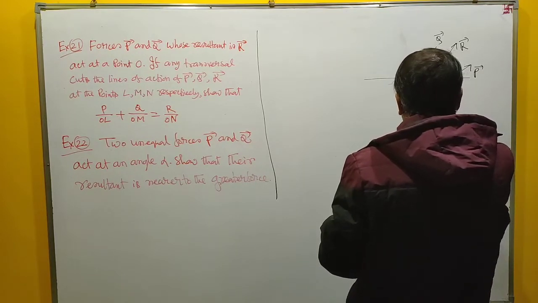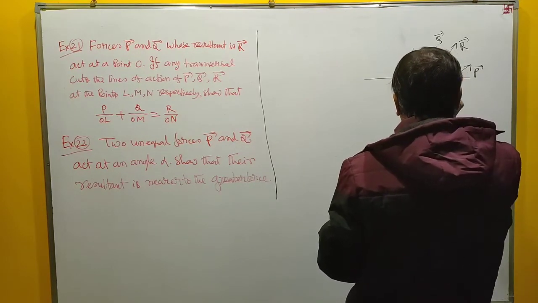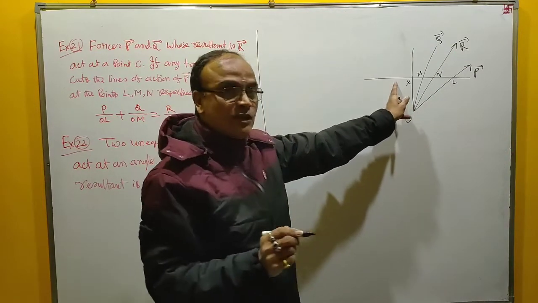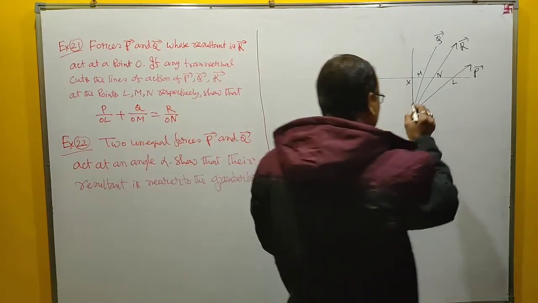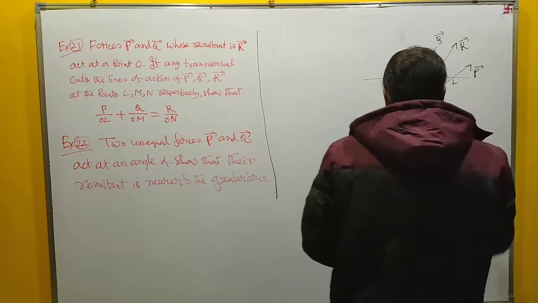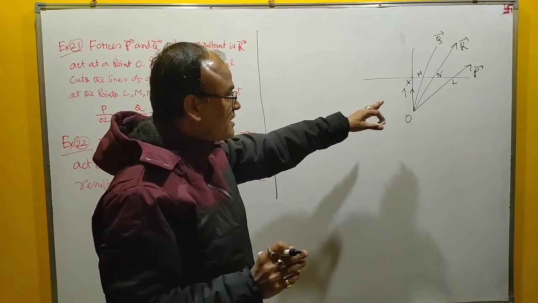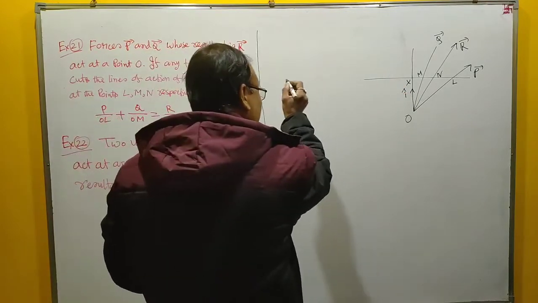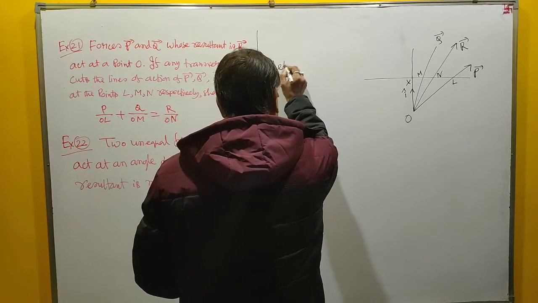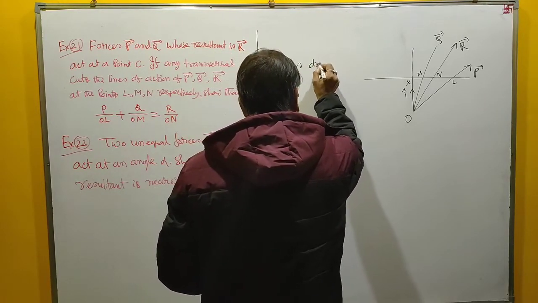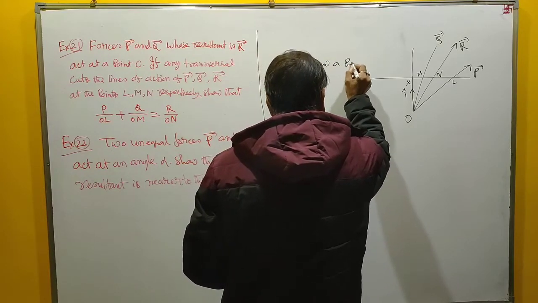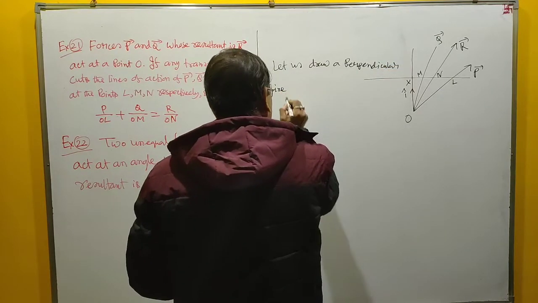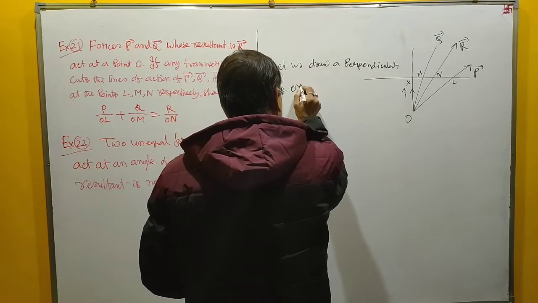Now we are drawing, suppose OX is a line. It is perpendicular to the transversal. Suppose i cap is the unit vector along the direction of OX. Now let me write. Let us draw a perpendicular line OX.